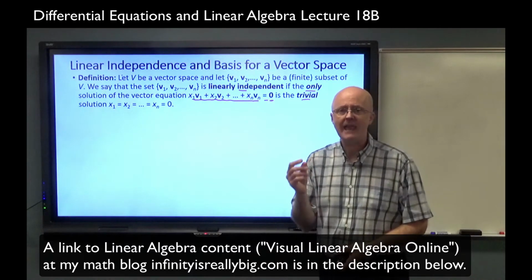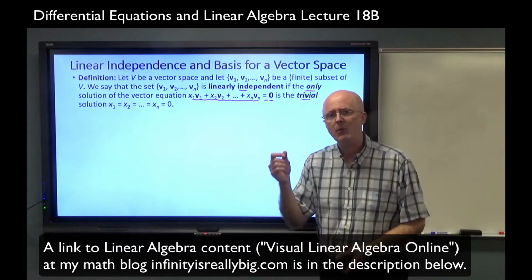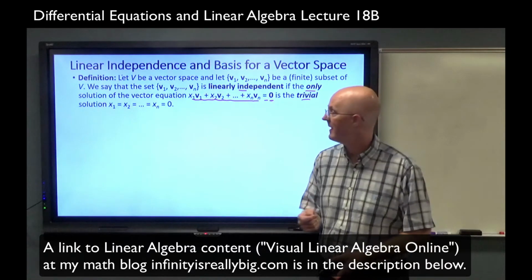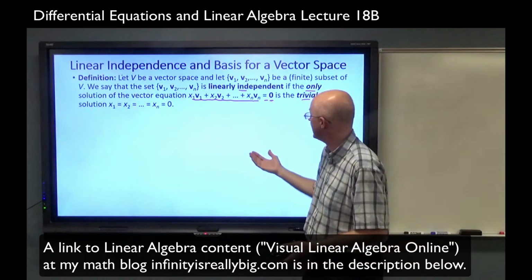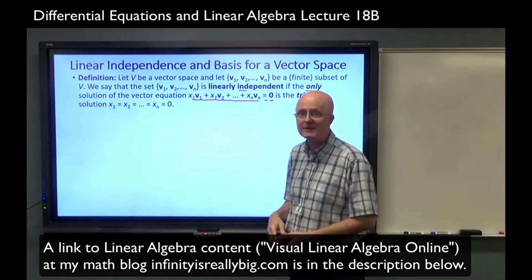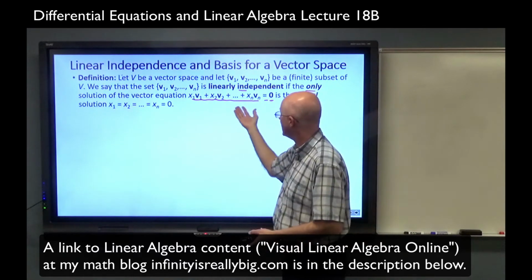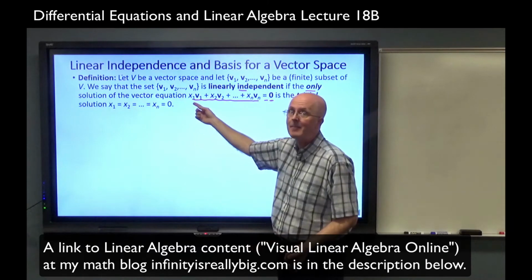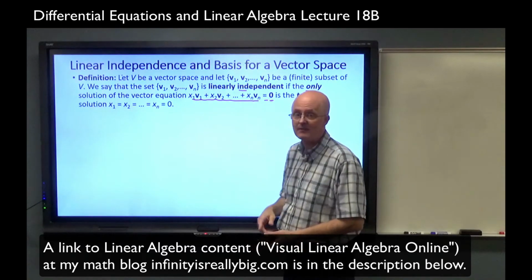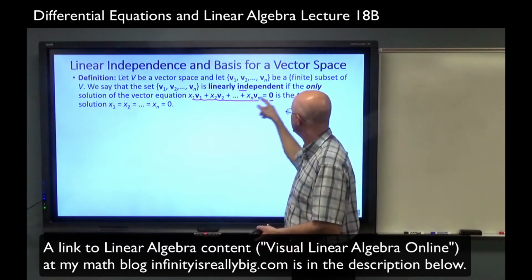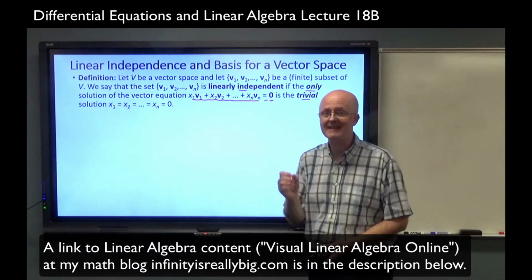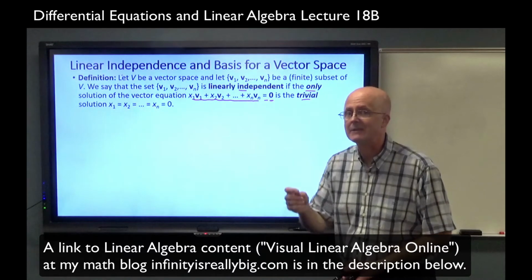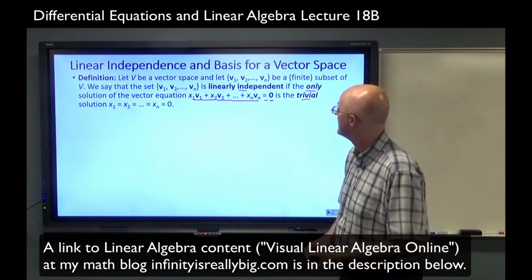If your set contains the zero vector, it will automatically be a linearly dependent set. If, for example, v1 is the zero vector, and say the other v's are not, this will have non-trivial solutions. You can make x1 be anything, and as long as the other x's are zero, the entire linear combination would be zero. So any set that contains the zero vector is automatically linearly dependent.